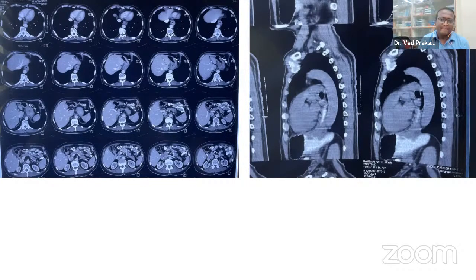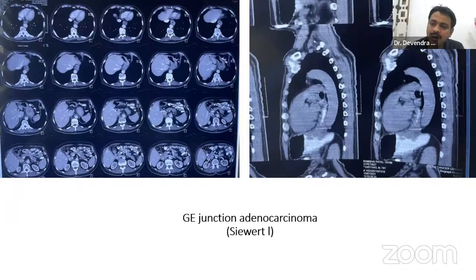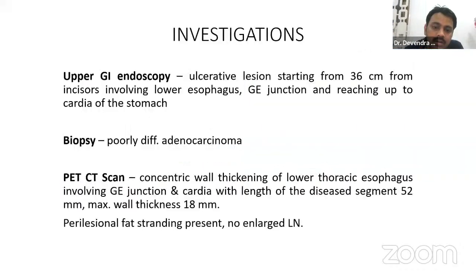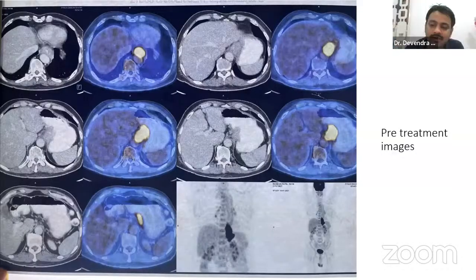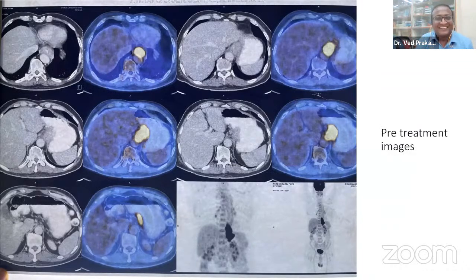Okay. Considering the age of the patient, what will be the line of treatment you would like to offer to this patient? 78-year, otherwise fit patient. So we would like to do this PET CT scan, sir. We have not performed PET CT scan. He already mentioned in the previous, this is PET CT scan only. Yes, sir. Sorry. Okay, so what next?